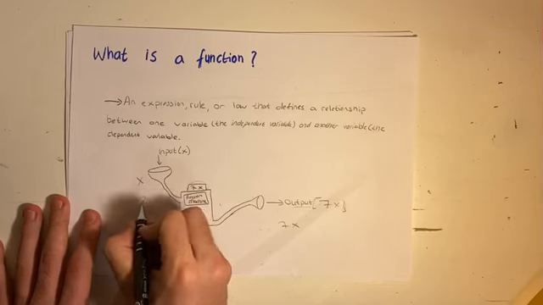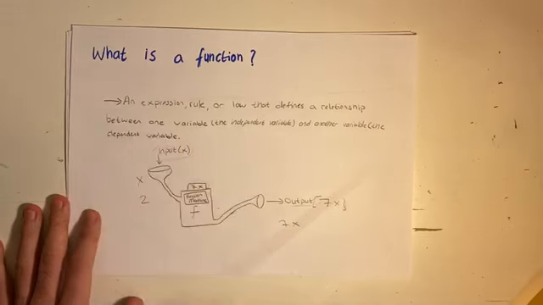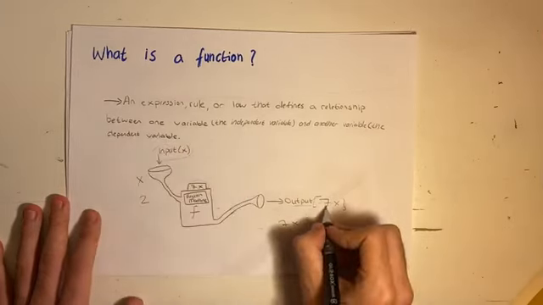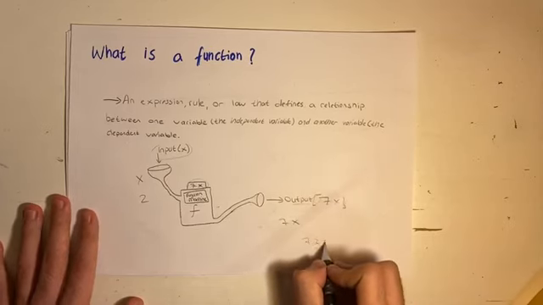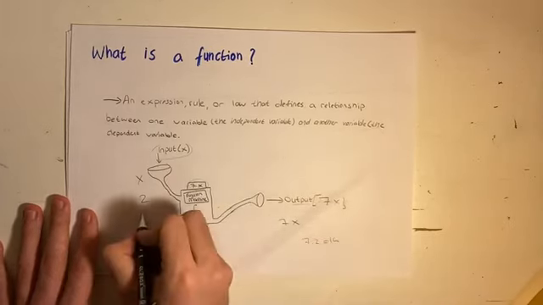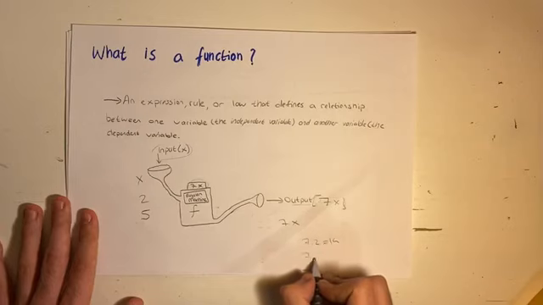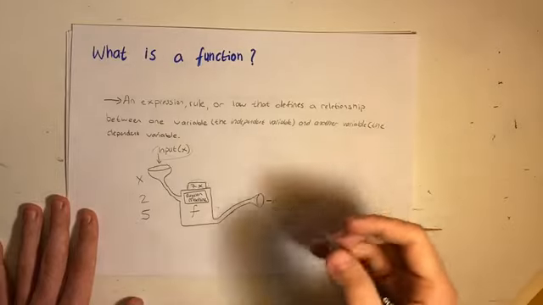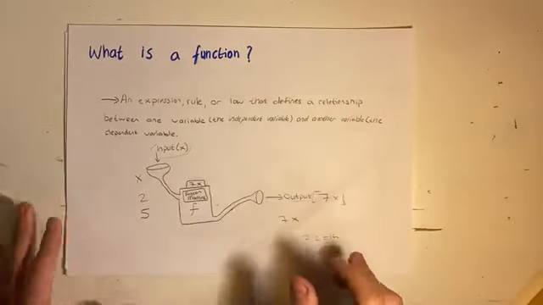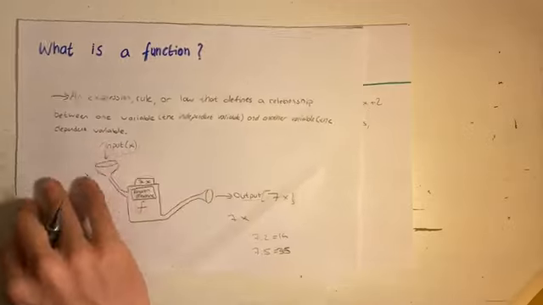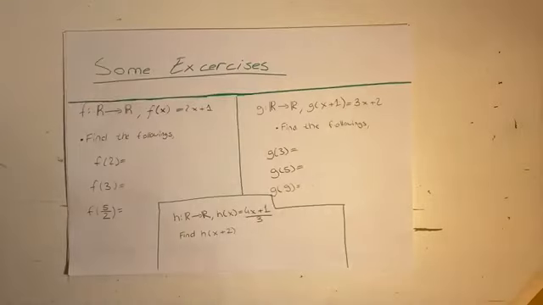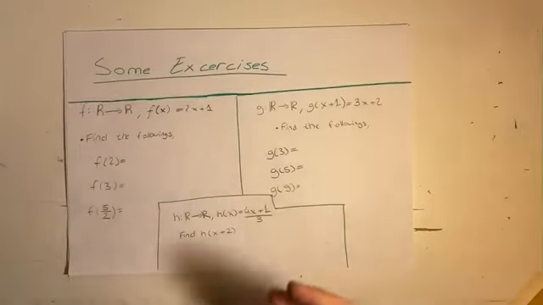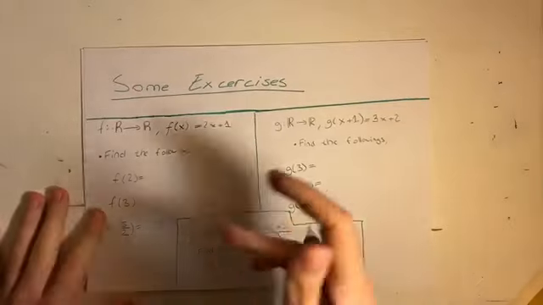If you put 2 as your input, you would get 7 times 2, 14. If you put 5, you would get 7 times 5, 35. Okay, so that's how it works. So let's understand it in a better way by doing some exercises.